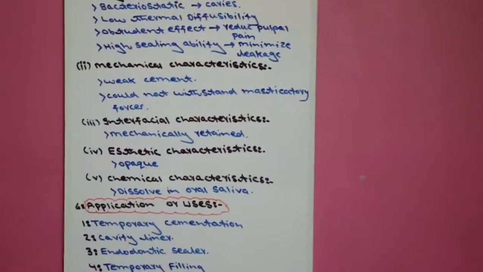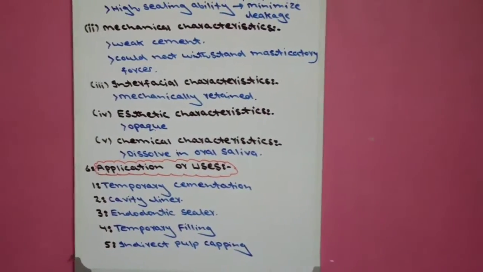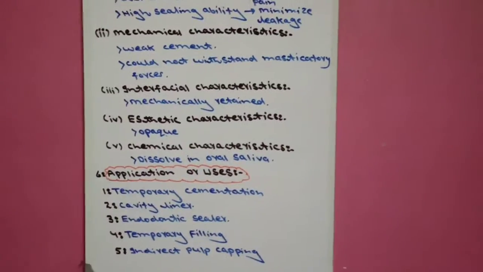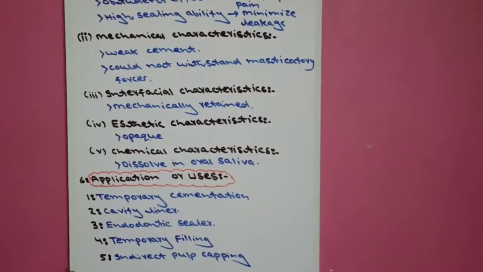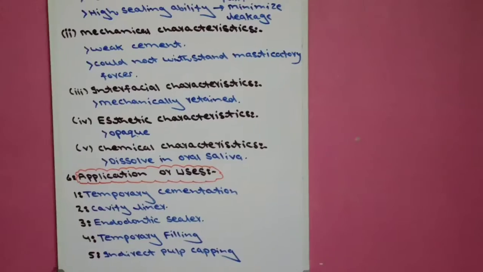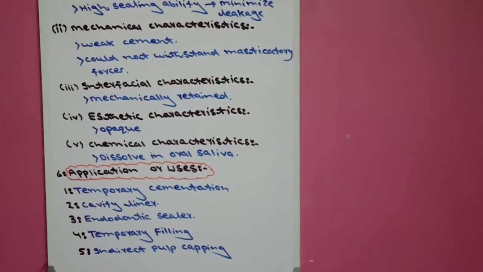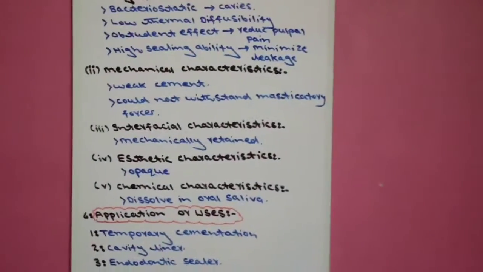The fourth characteristic is aesthetic characteristics. Aesthetically, zinc oxide eugenol is an opaque cement. Do not use zinc oxide eugenol as a luting cement under translucent restoration, because in translucent restoration the opaqueness of zinc oxide eugenol will be seen from the outer surface. Therefore, do not use zinc oxide eugenol for luting a translucent crown cementation.